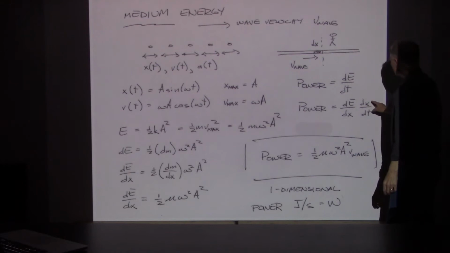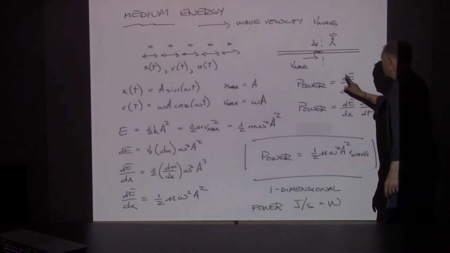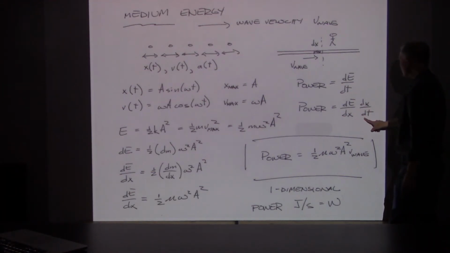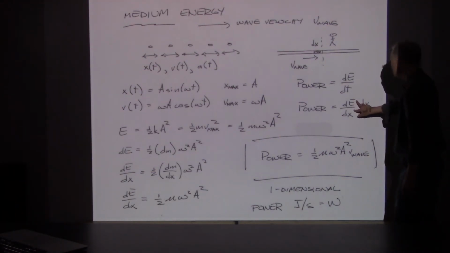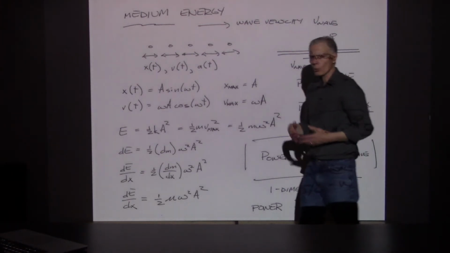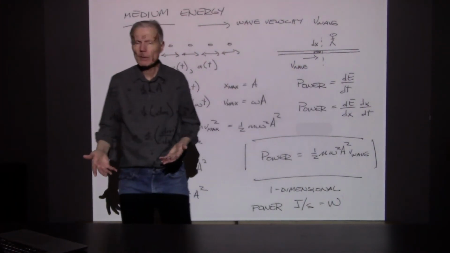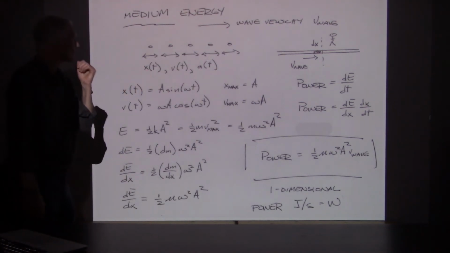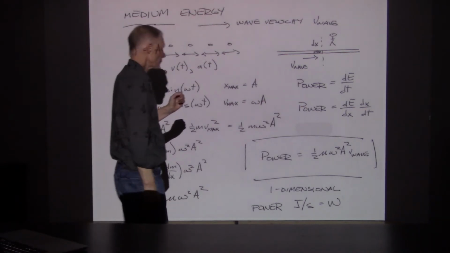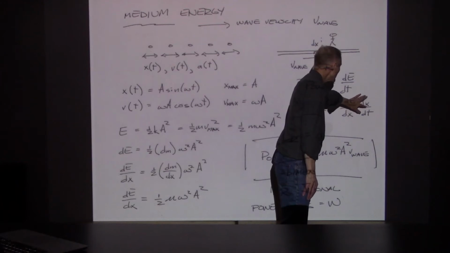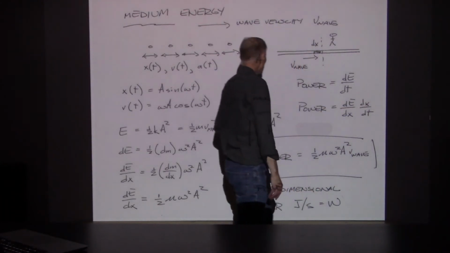So the energy that's stored in here is moving at a certain speed, and that's dx/dt. Now, the energy that's stored in there would be dE/dx. That's like an energy density, or an energy per length. If we can calculate how much energy is stored along a short length of the wire, we could plug that into here. This is just the speed of the wave. We have formulas for that already.